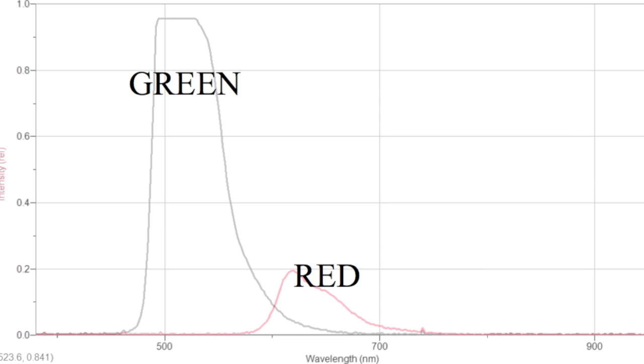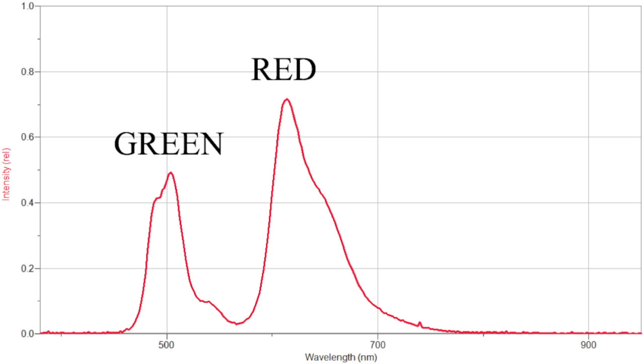When the red and green dyes are separate, the green peak has a larger intensity than the red peak. As we can see, when the two dyes are mixed, the red dye has a larger intensity than the green dye. This is due to the fact that once they are mixed, the red dye absorbs the energy that the green dye emits. Because of this, the red peak will have a larger intensity than the green peak, which is what we see.